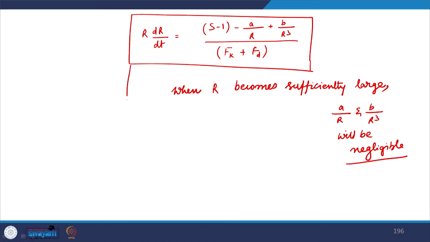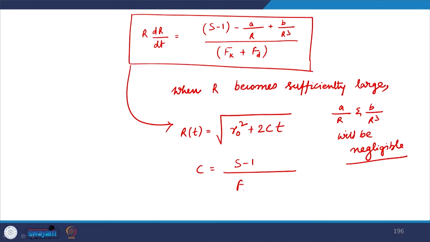So, in that case, we can reduce this expression. We are going to integrate this, and R as a function of t will simply be R naught square, the initial radius, plus 2ct, where the constant c is S minus 1 divided by Fk plus Ft. So, this is the expression which tells you how the radius of the droplet changes with respect to time.